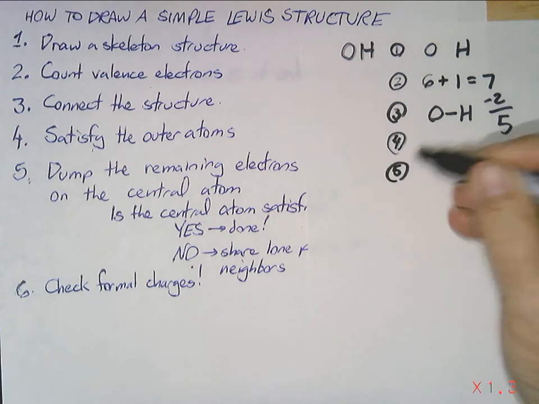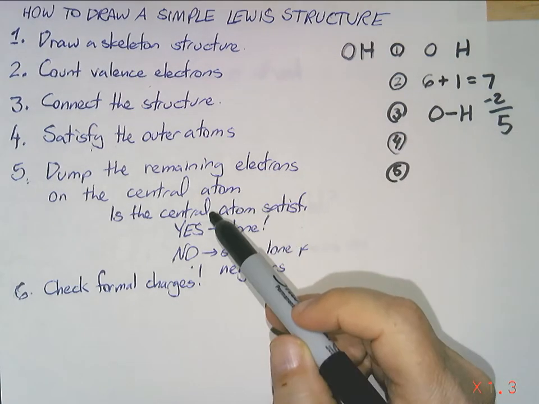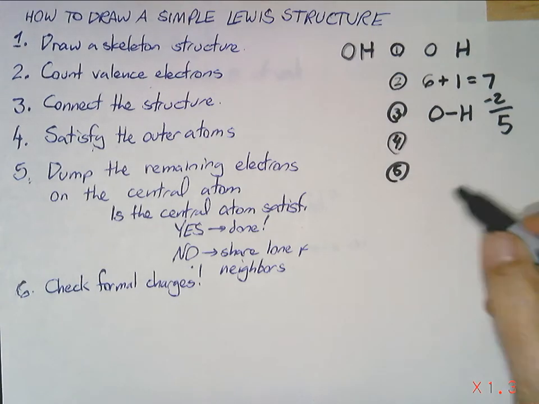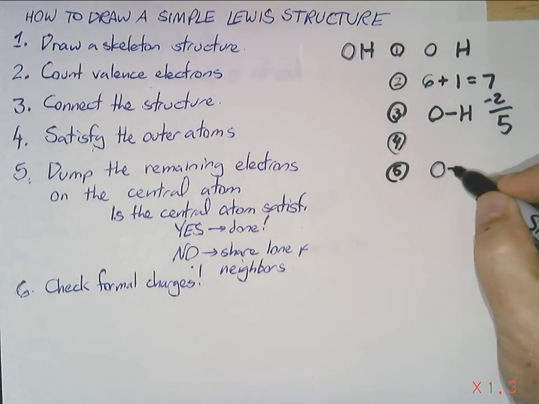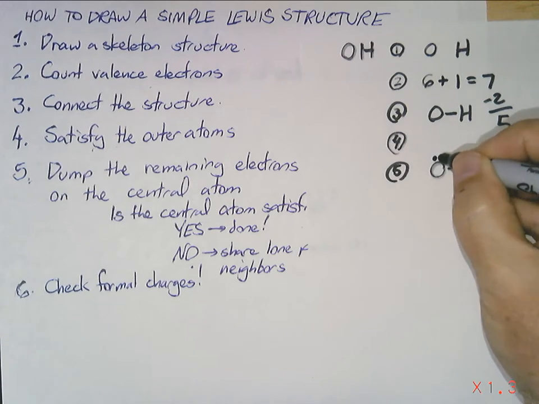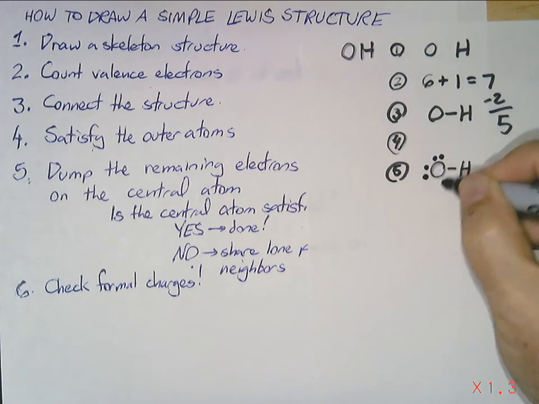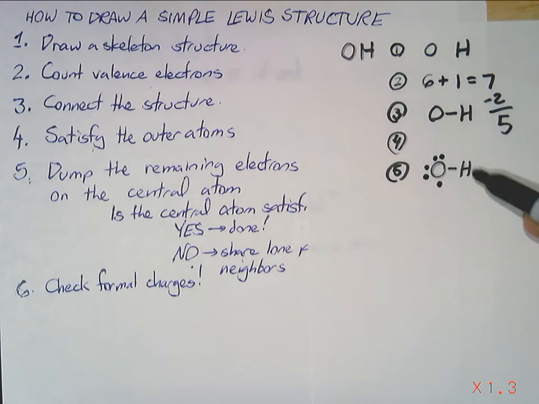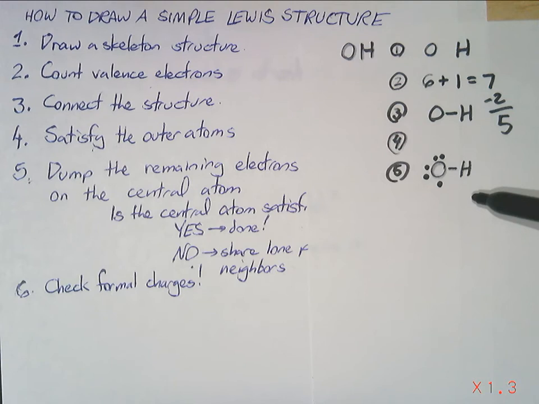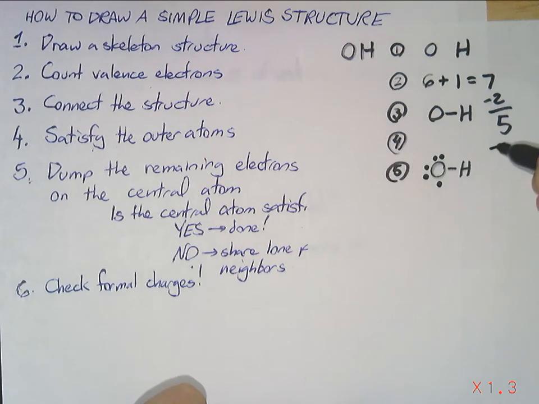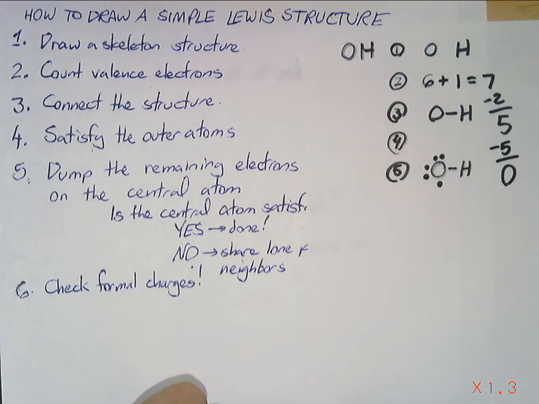For step 5, dump the remaining electrons on the central atom. That's the oxygen. I've got 5, so let's dump all 5 onto the oxygen. Now it's important that I be aware that I can't dump more than 8 on an oxygen. We're going to see in another video that you can sometimes dump more than 8 on large atoms, but never on things that are in the second row. But it's okay because I have less than 8. Now I took away 5 electrons when I did that. So that's what I've got.